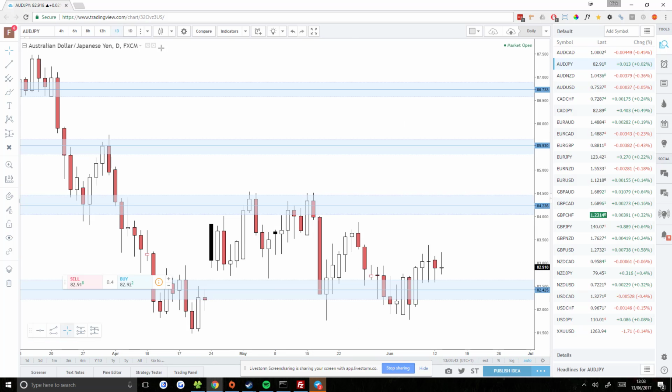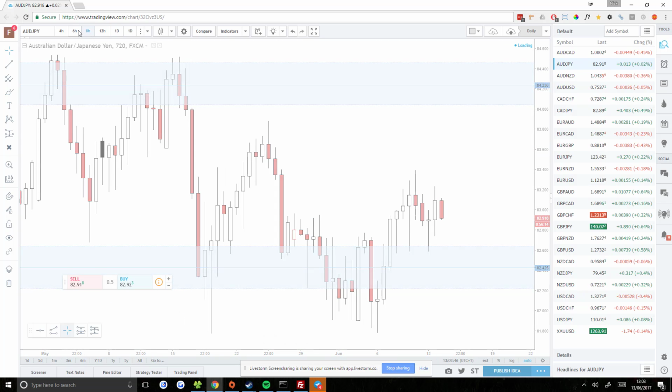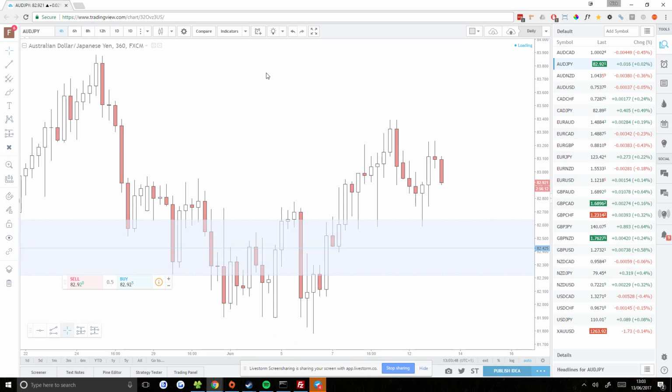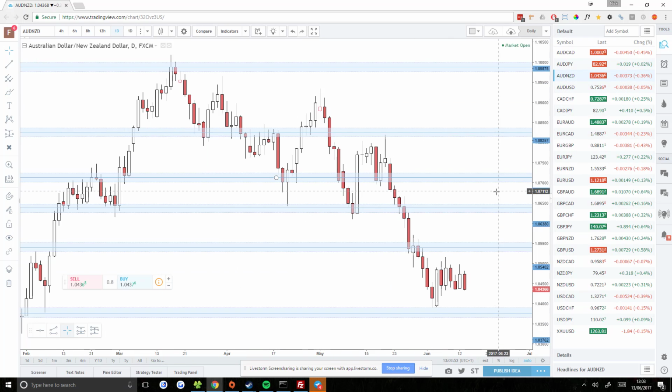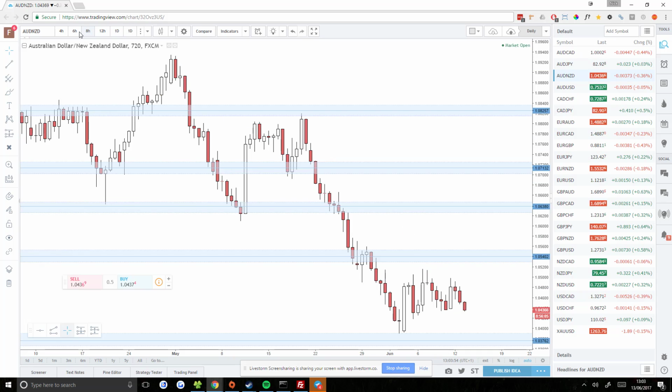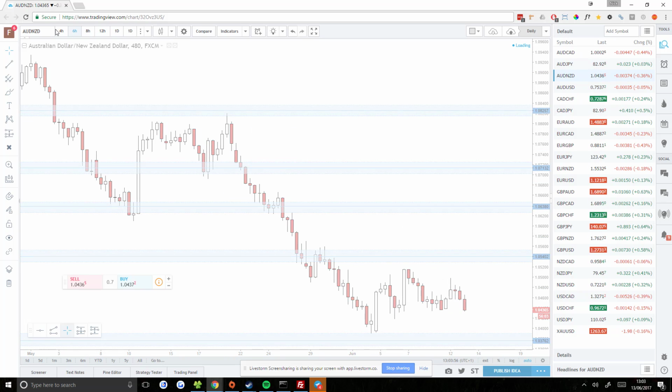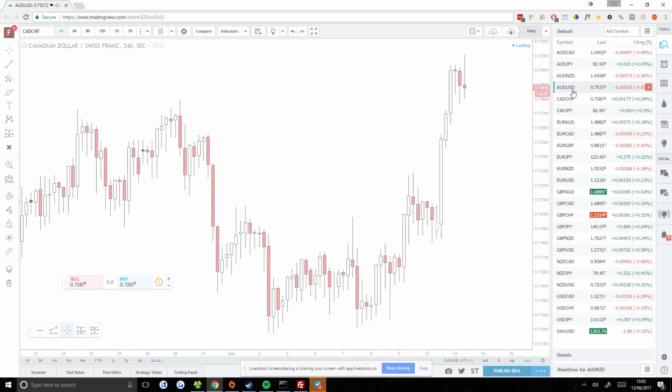All right, NZDJPY daily has broken above resistance / support. Nothing really going on there. AUD New Zealand is sitting in between 2 support resistance areas, so nothing terribly exciting there.